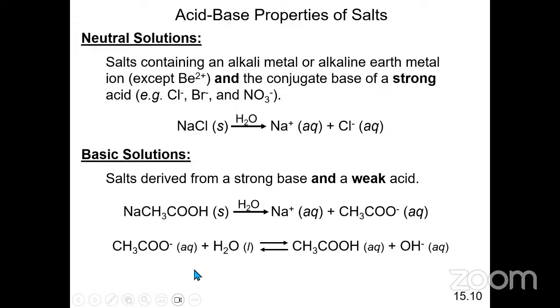So the sodium acetate would be considered a basic salt because the acetate that is formed upon dissociation will react with water to form hydroxide ions, and therefore the resulting solution will be basic.